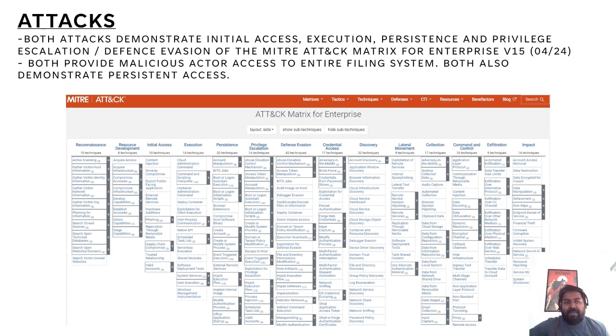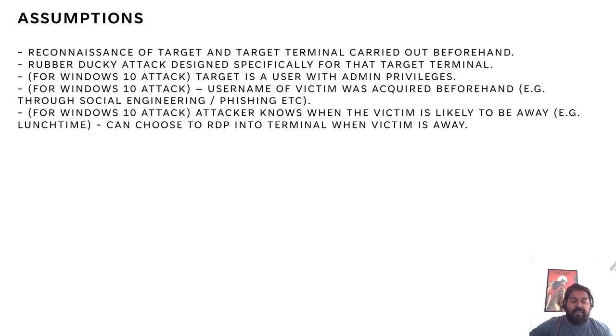Both attacks provide malicious actors access to the entire file system, and I'm also going to demonstrate persistent access. A couple of assumptions before I start. Reconnaissance of the target and the target terminal was carried out beforehand, so I would know what target environment I'm designing my Rubber Ducky attack for. Specifically for the Windows 10 attack that I'm going to demonstrate, the target is a user with admin privileges, so it only works when a user is admin.